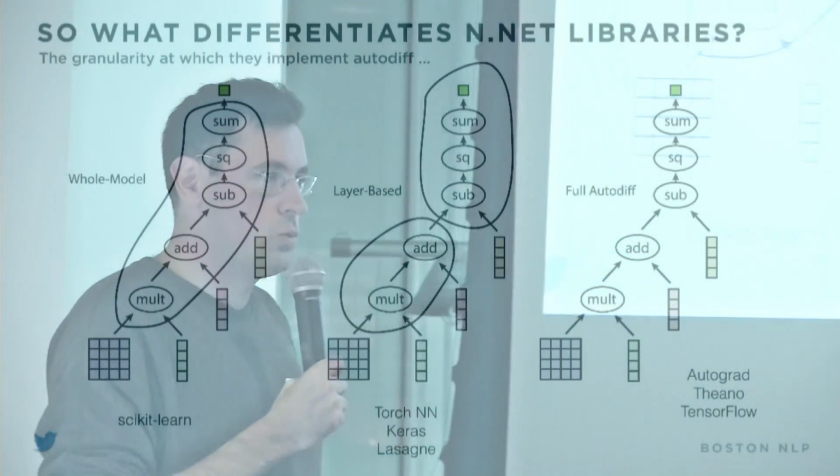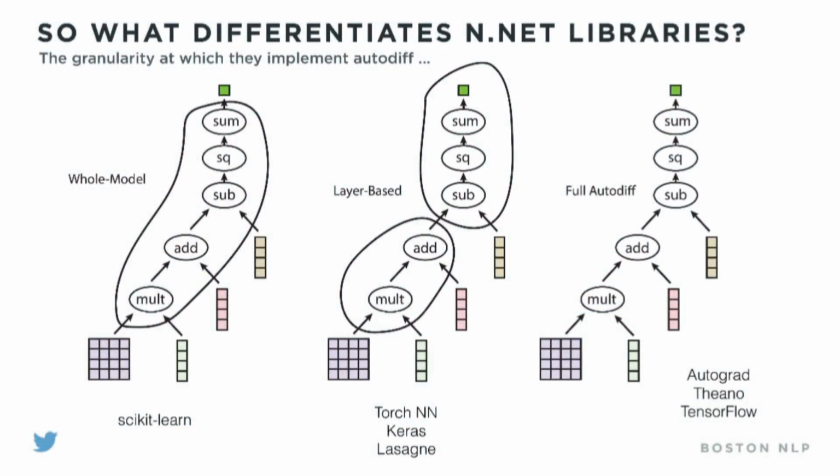So the first thing is the granularity of operations available to you as the user of the library. In scikit-learn, for instance, you get the whole model or you get nothing. They've defined however many models. If you like that model, that's cool. If you don't like that model, too bad. Then there are these layer-based approaches like Torch NN, Keras and Lasagne. I think Keras is pretty popular these days for neural networks.